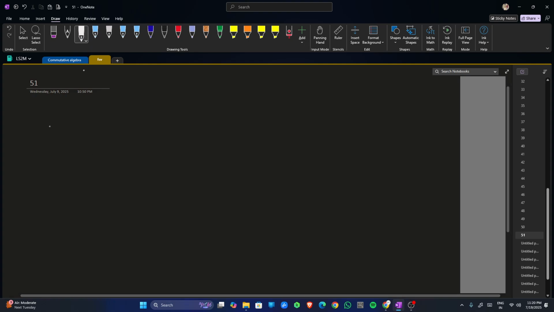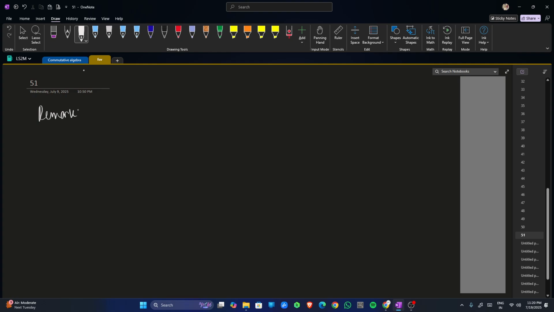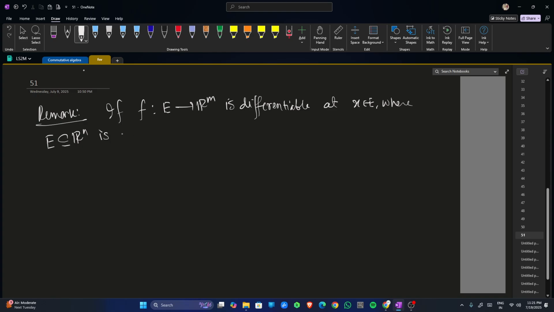This is a remark. If f from E to R^m is differentiable at x belonging to E, where E subset of R^n is open, then you know how f prime x looks like. f prime x is basically del f_j del x_i at the point x, ij.